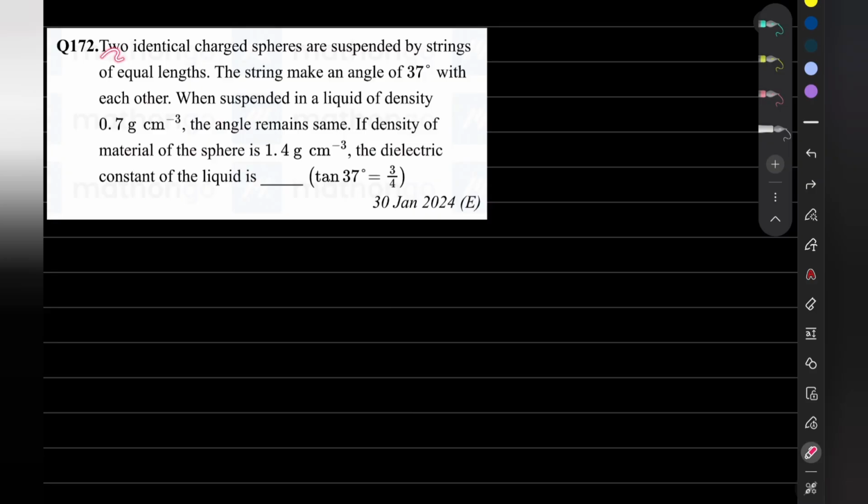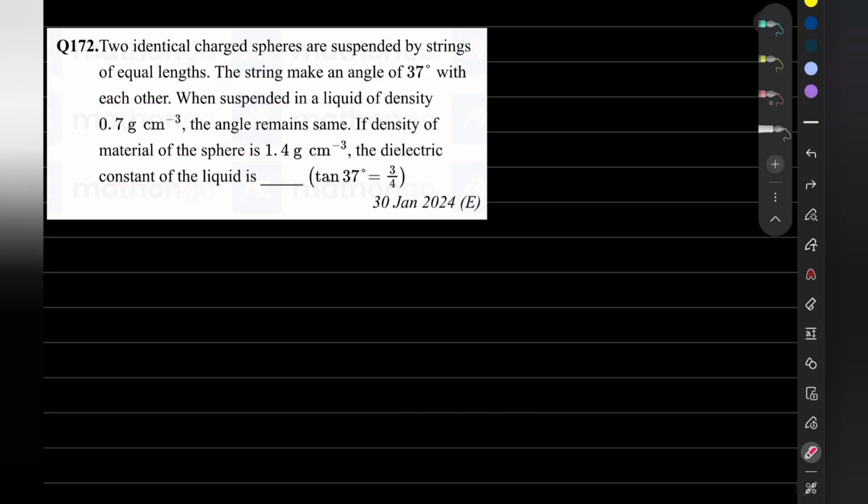Basically the question is saying two identical charged spheres are suspended by strings of equal length. The strings make an angle of 37 degrees with each other. When suspended in a liquid of density 0.7 gram per centimeter cube, the angle still remains the same. The density of the material of the sphere is 1.4 gram per centimeter cube. They are asking us to find the dielectric constant of the liquid.